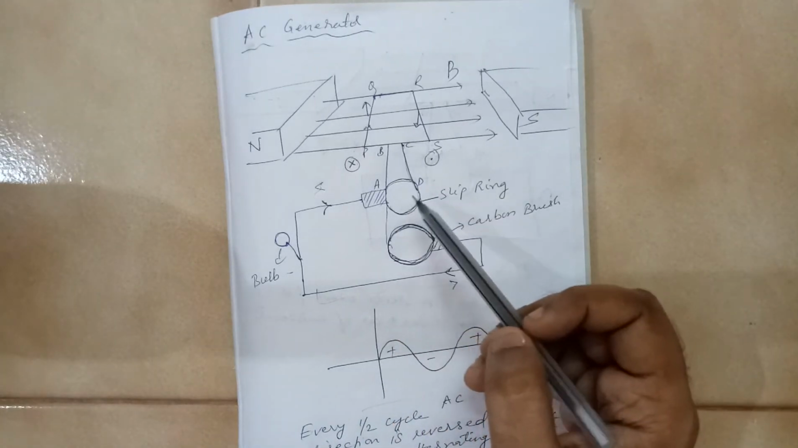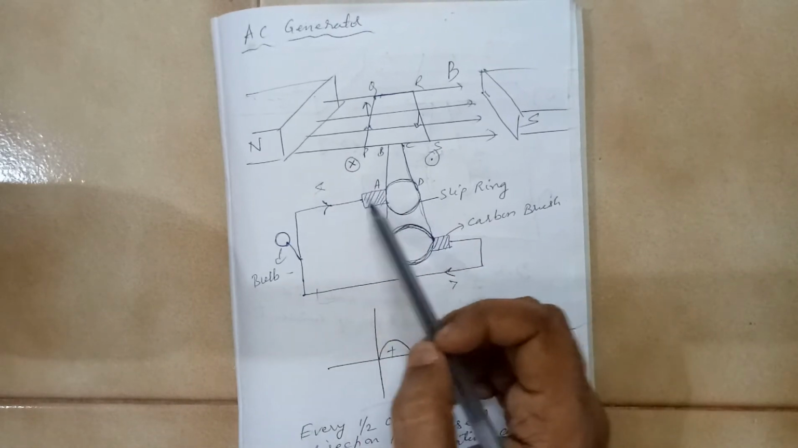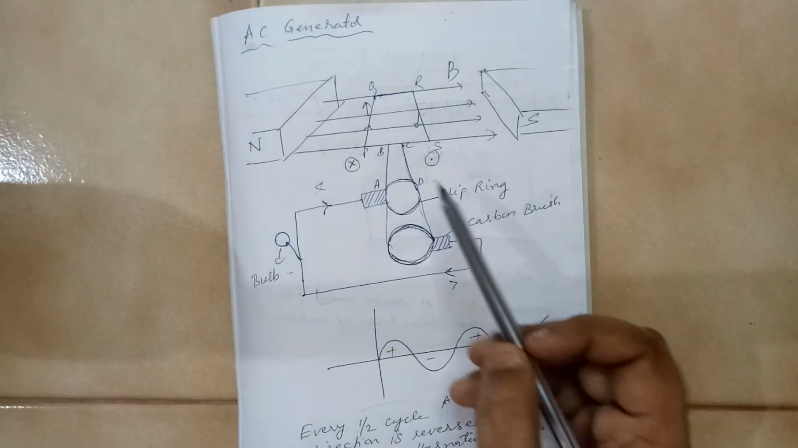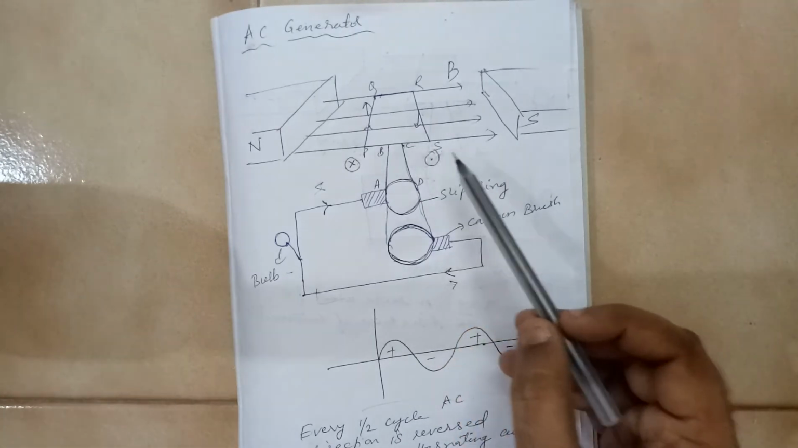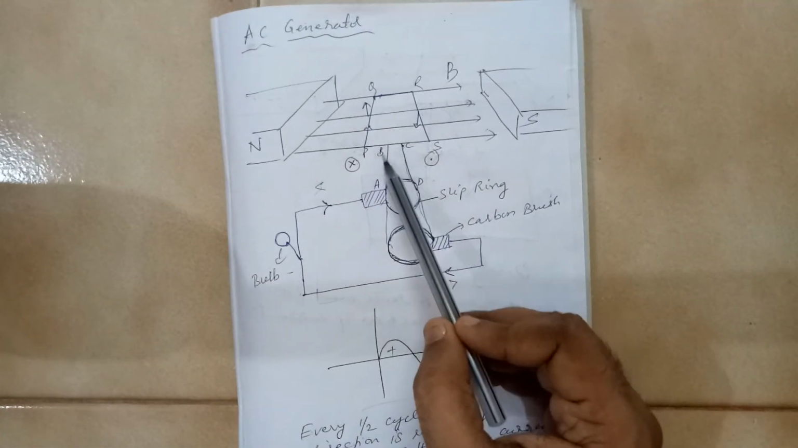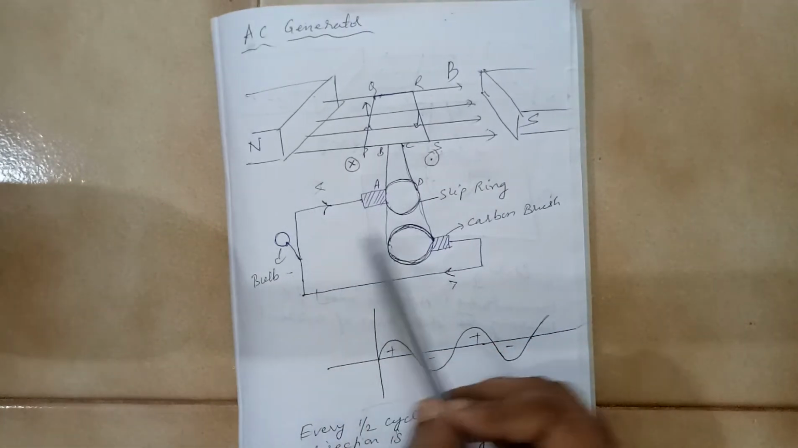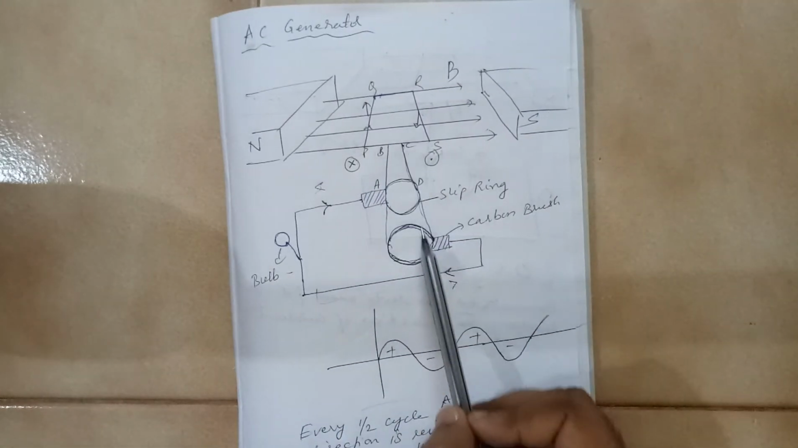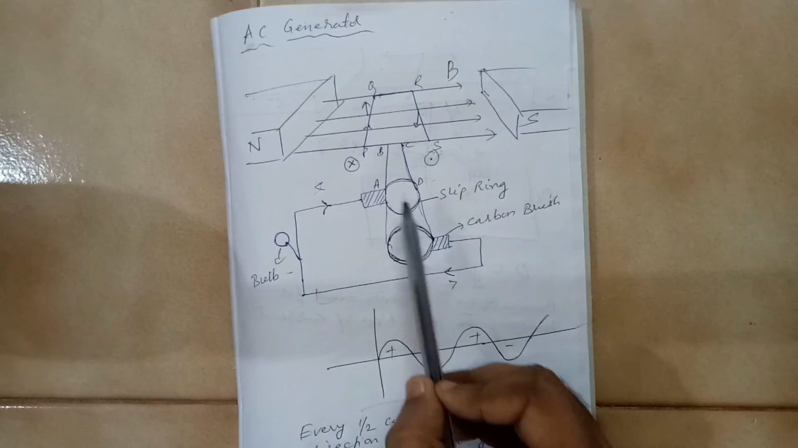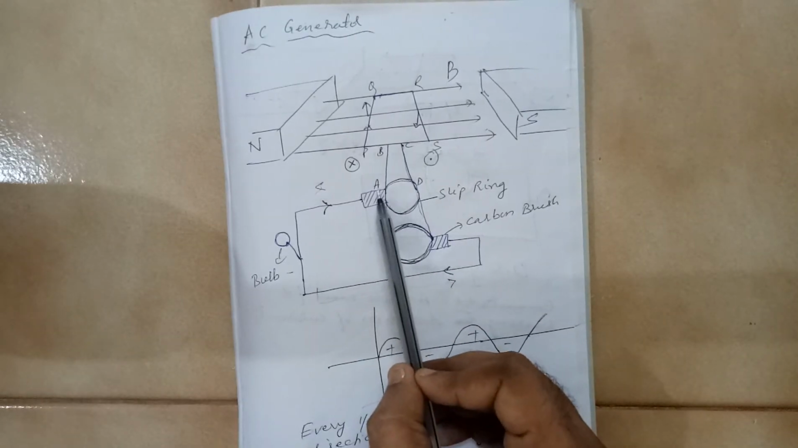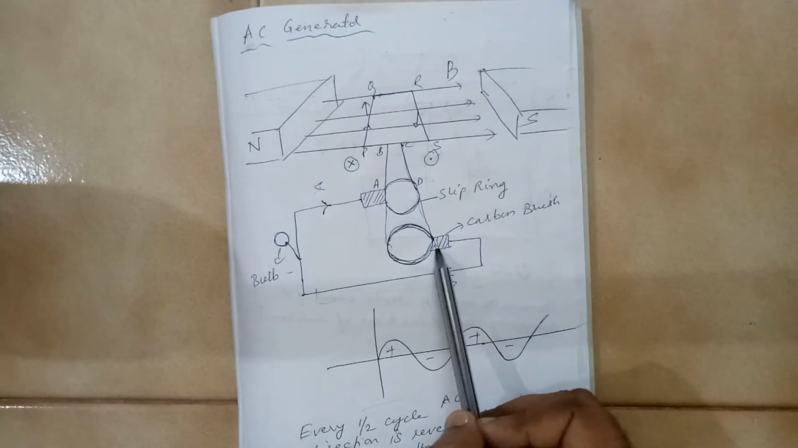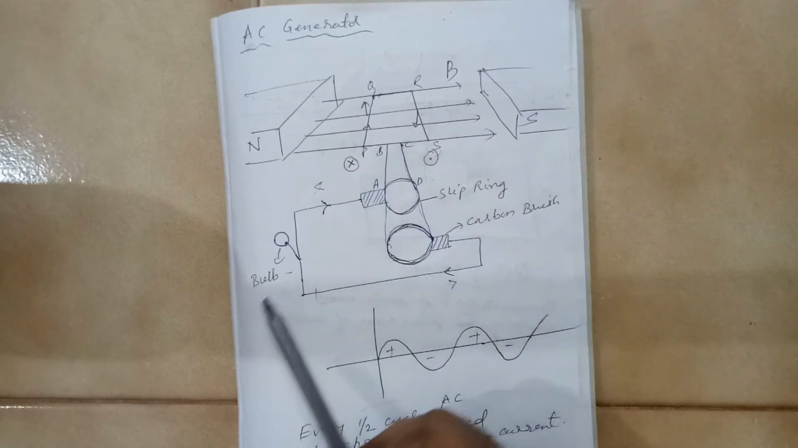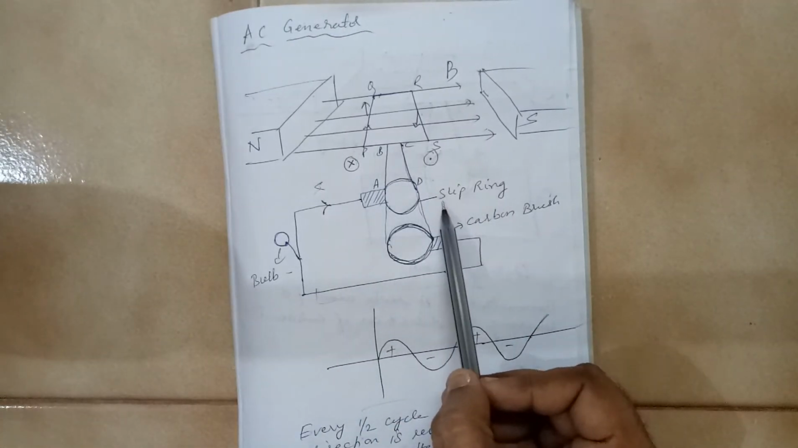Now if this loop should not get twisted, we need to make an arrangement. We need to ensure that this wire is connected to this leg all the time. AB is connected to this left part of the circuit, and CD is connected to the right part of the circuit. This carbon brush should be connected to AB all the time, and this carbon brush should be connected to CD all the time. So for that they use a slip ring.